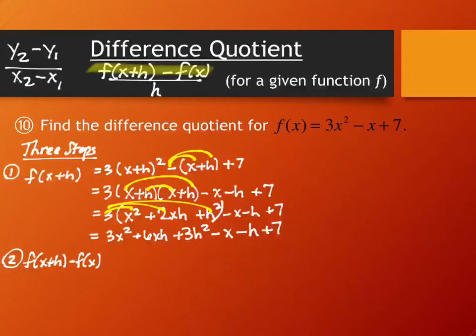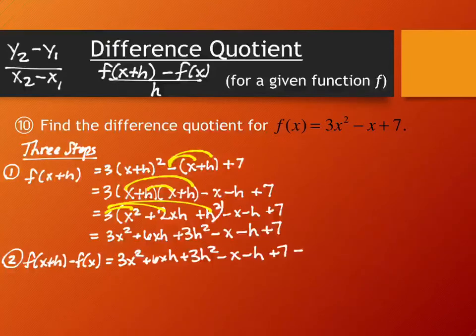So step 1 was the first piece of the numerator. Step 2 is the entire numerator. What do you think step 3 is going to be? Divide by h, because that's all that's left, right? That's step 3. So I'm going to take what I just found in step 1 and I'm going to rewrite it. 3x squared plus 6xh plus 3h squared minus x minus h plus 7.